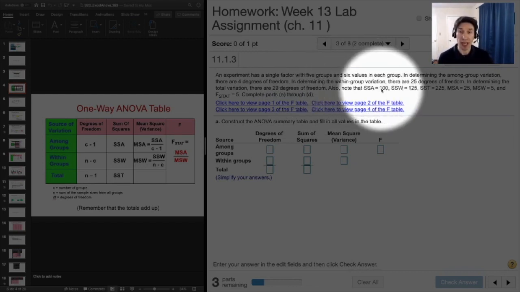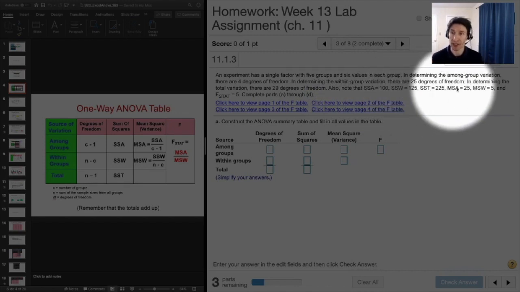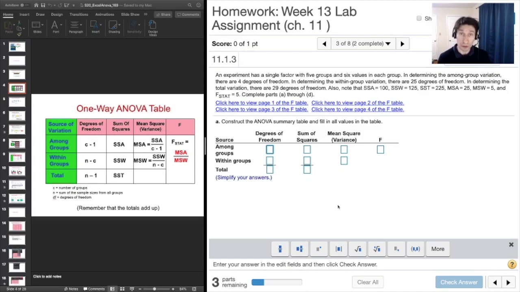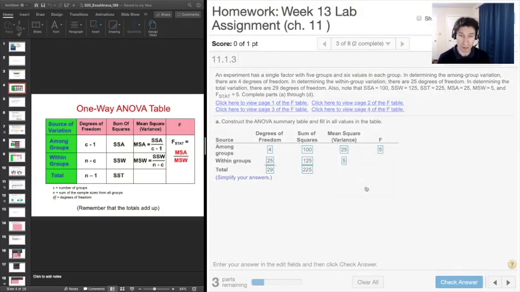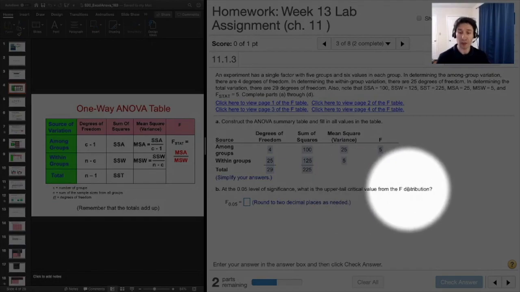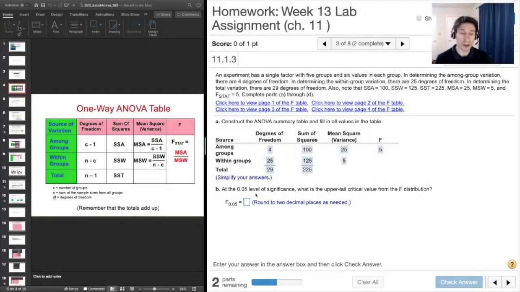They give you the SSA, SSW, SST, MSA, MSW, and FSTAT. So the first thing they want is just for us to fill in the table, know which number goes where. How do we get the upper tail critical value from the F distribution with 5% significance? Well, what do we need?